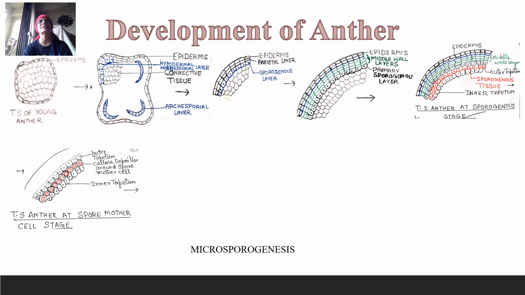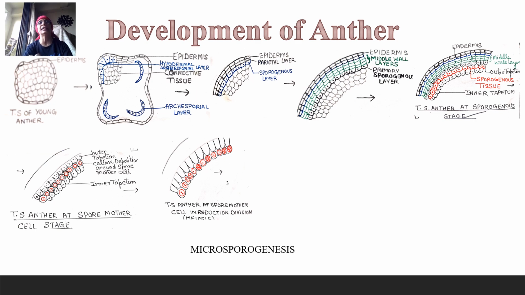Because the plant body is sporophytic, it is diploid. Gametes should be haploid, so the spores should be haploid. So what will happen? You can see inner to this layer what is happening. The cells are dividing. They are ready for division. Now after this what happens? The tapetum, the inner one, is gone. The outer tapetum is there.